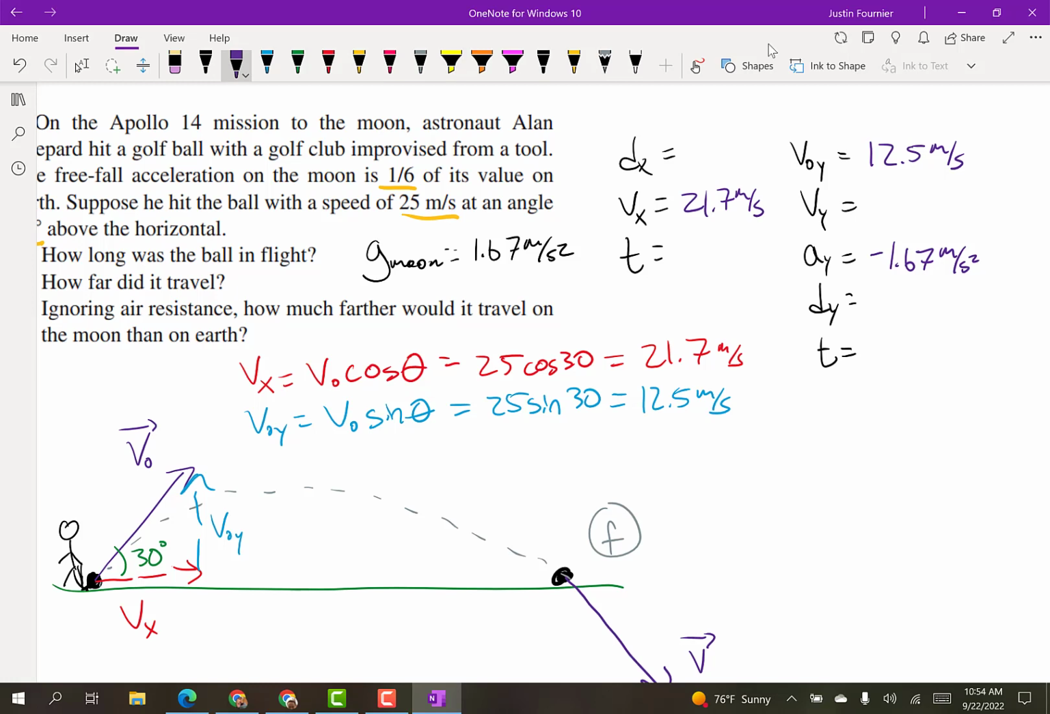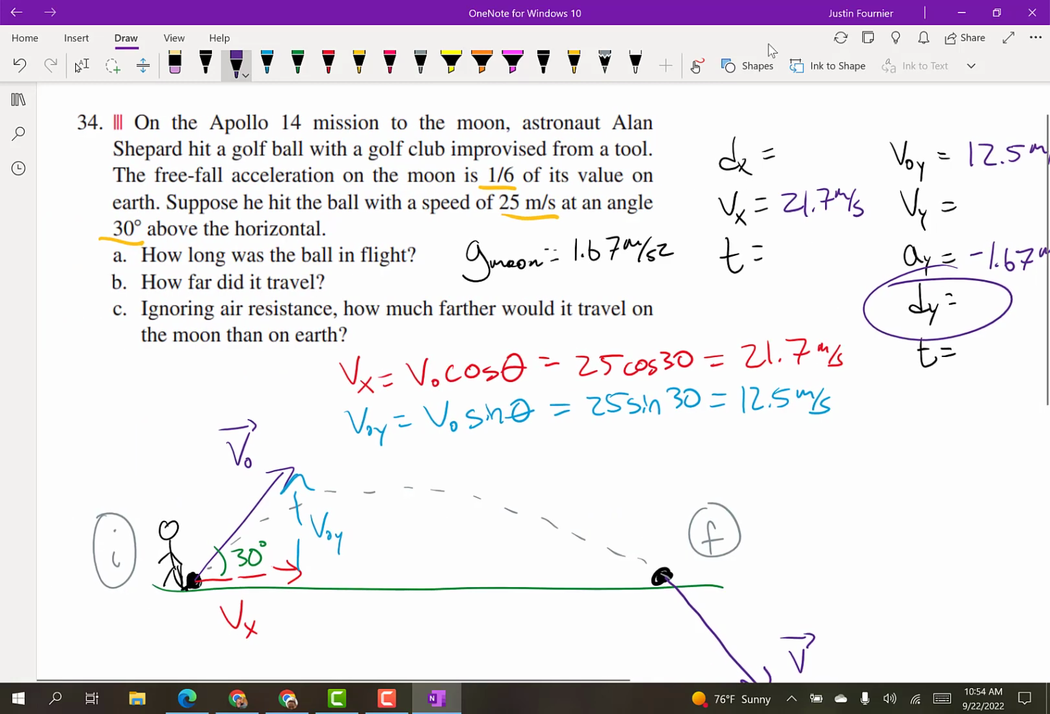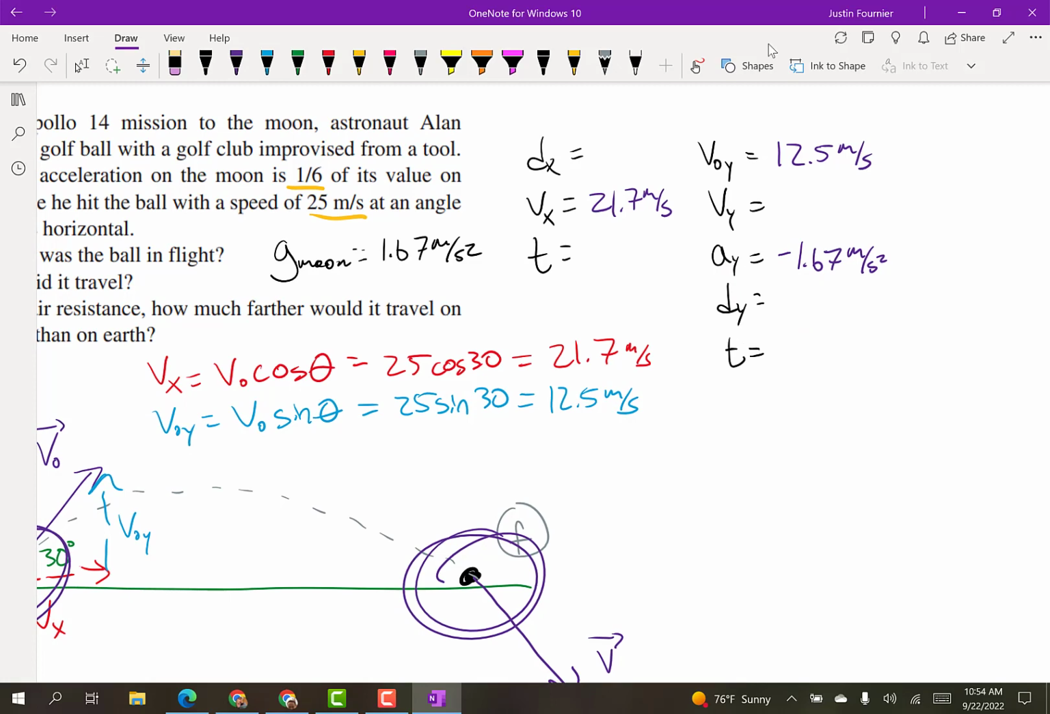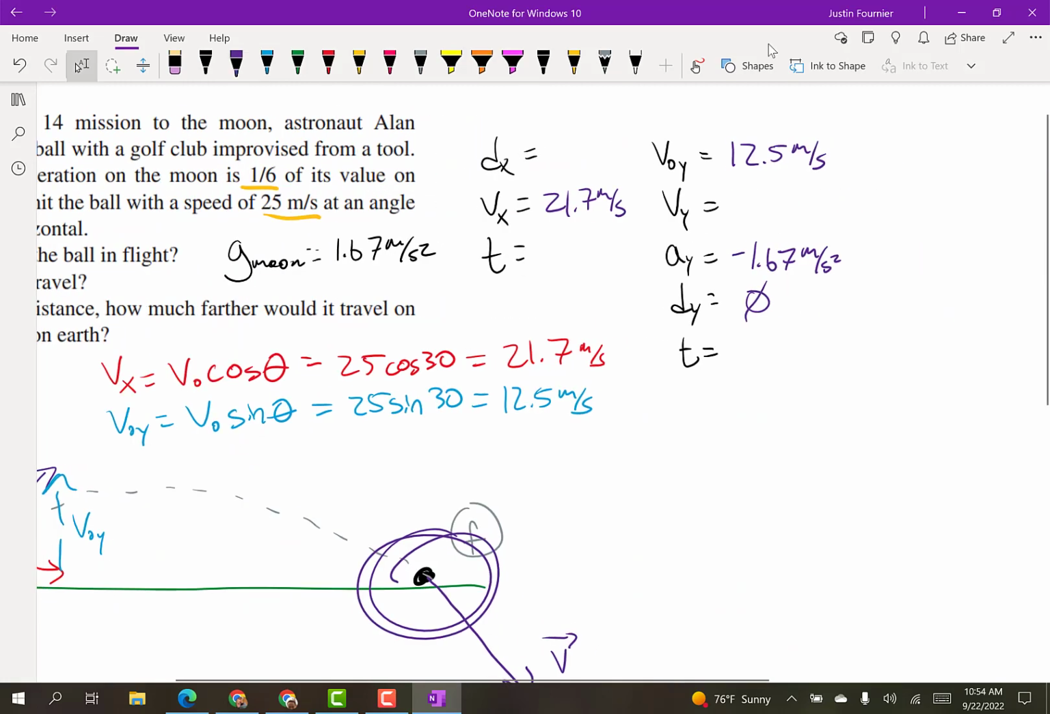Let's see, what else do I know? I also know the displacement in the y direction, right? If it started here and ended here, well, then the change in y was 0. So this is going to be 0, and that's going to help me a lot. So I want to know how long the ball was in flight. I think I'm going to use my equation, dy equals v naught y t plus 1/2 ay t squared.